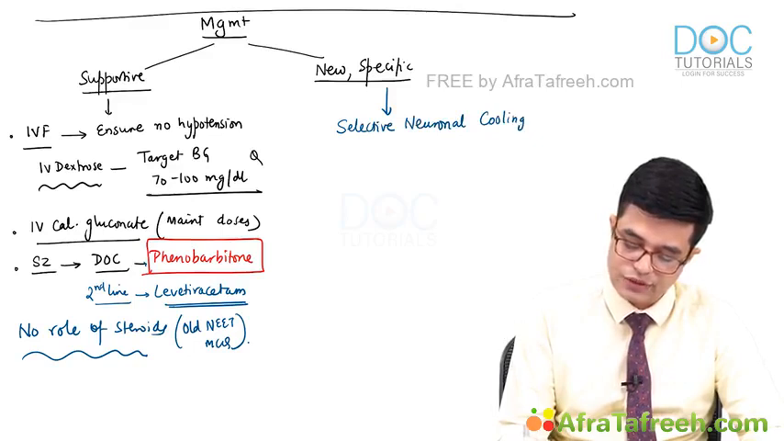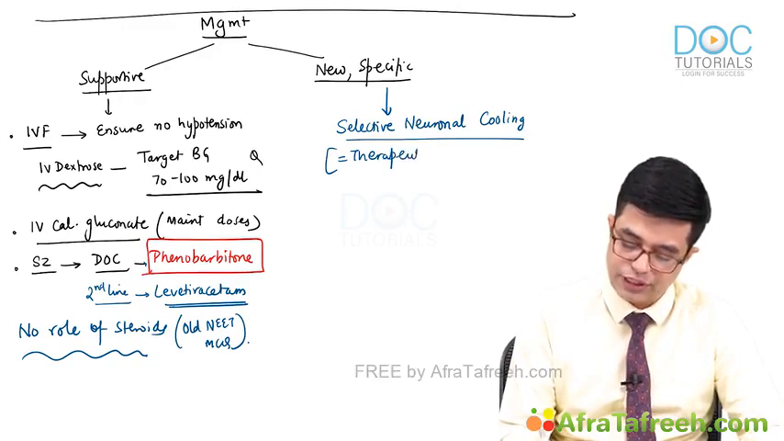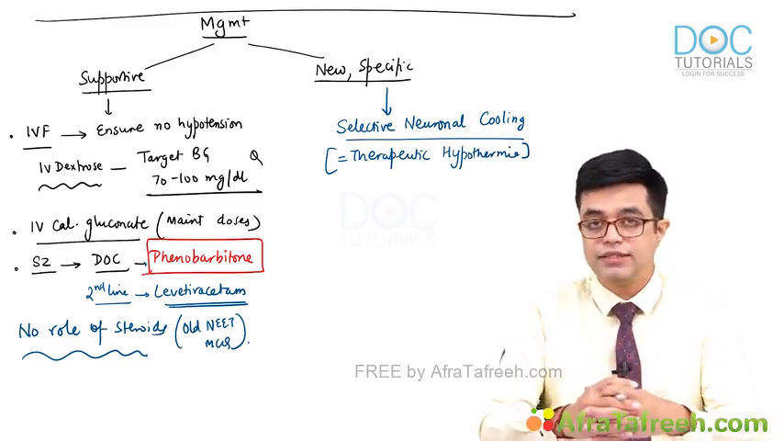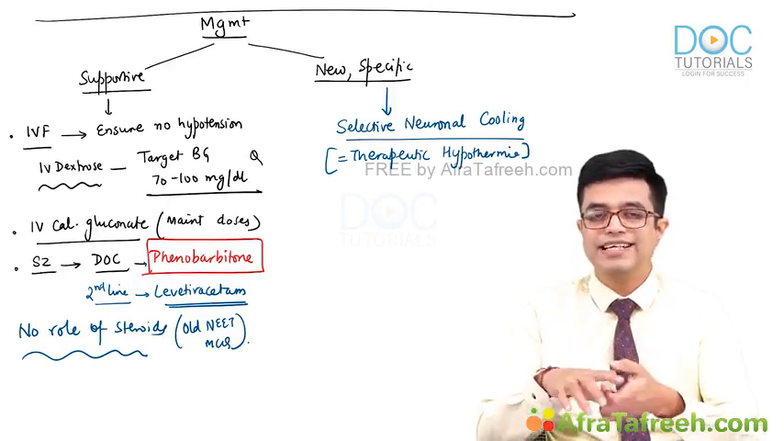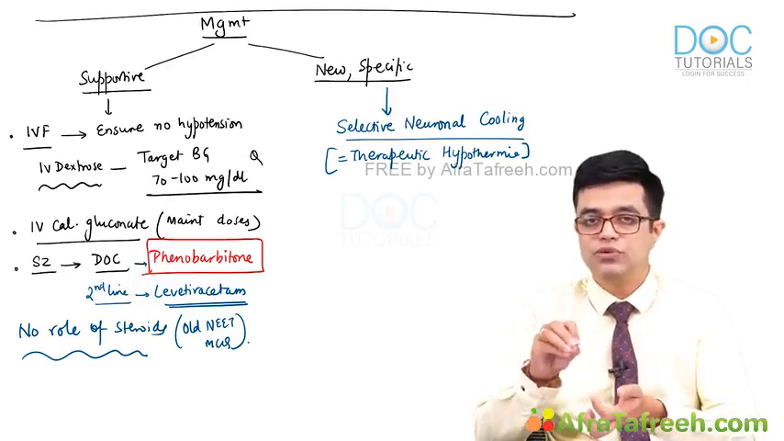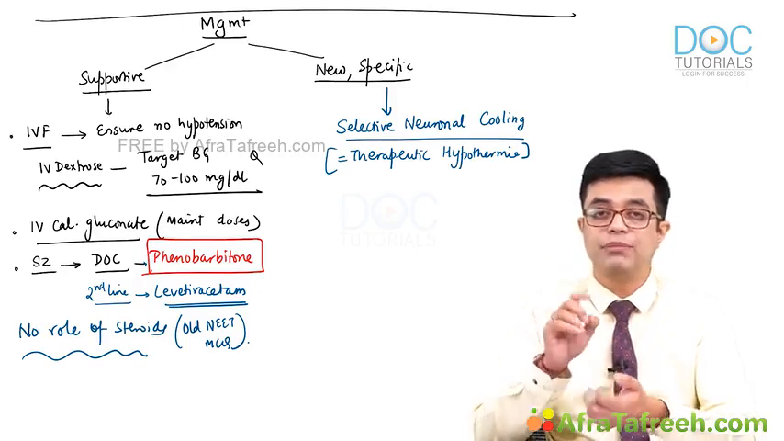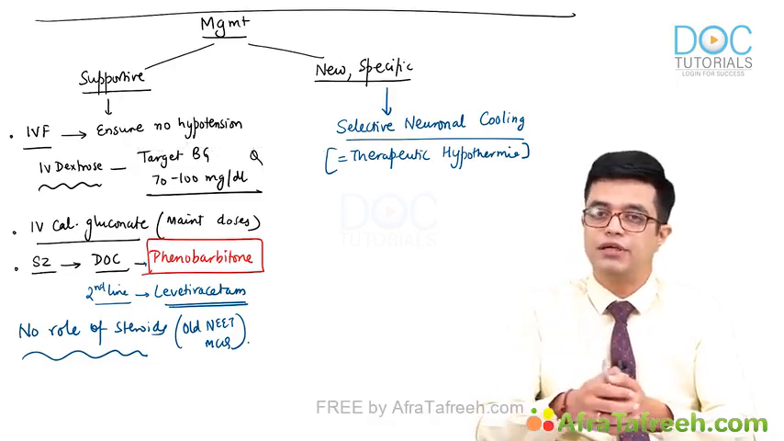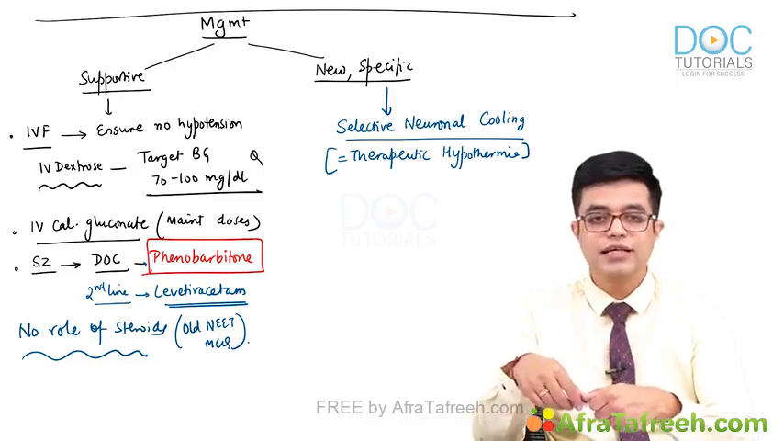Selective neuronal cooling is also called therapeutic hypothermia. Studies have shown that if you decrease the brain temperature to 33.5 degrees Celsius and maintain it for a minimum of 6 hours and up to 72 hours, it decreases the cerebral metabolic rate, reduces oxygen-derived free radical formation and reduces the formation of glutamate. Glutamate is an excitatory amino acid which is involved in seizure activity. So, when you do this procedure, the long-term outcome is improved. That is called selective neuronal cooling.